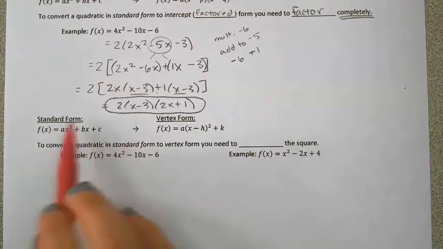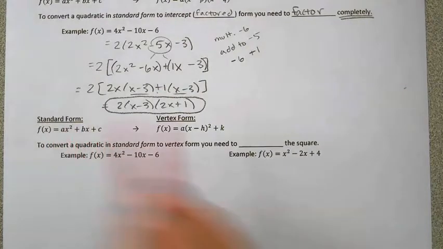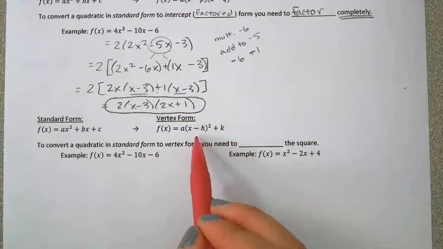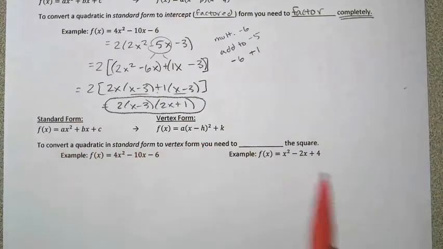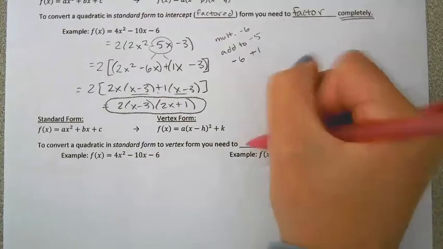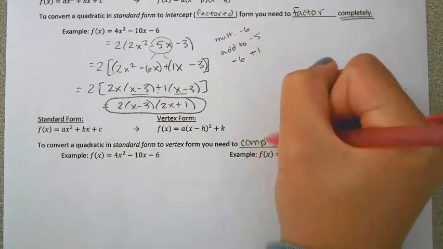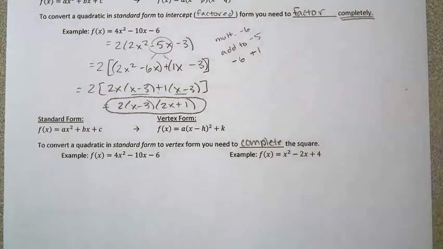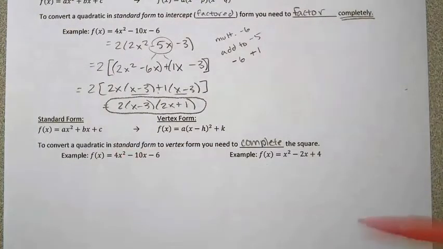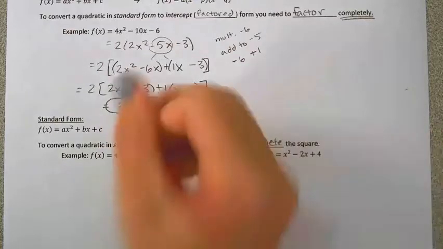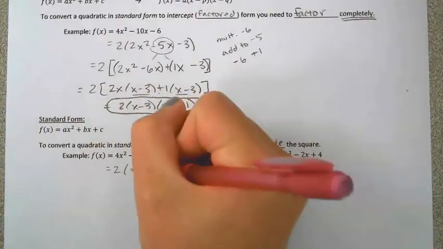Next, we are going to go from standard form, starting again, to vertex form. To convert a quadratic from standard form to vertex form, you need to complete the square, everybody's favorite process. So let's hop into this first example here. I'm going to factor it like we did before, just to take out that 2.